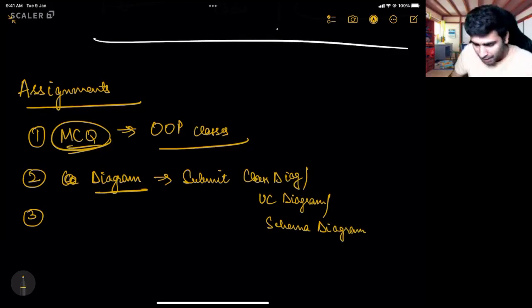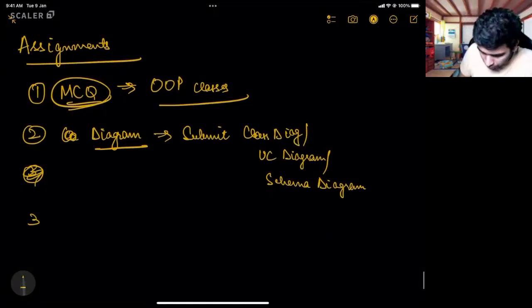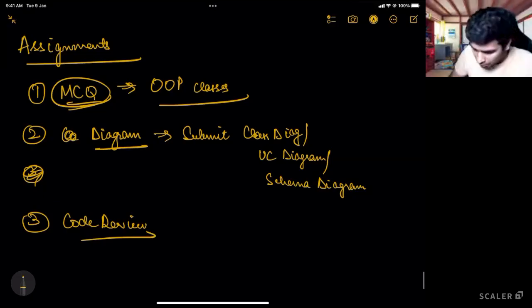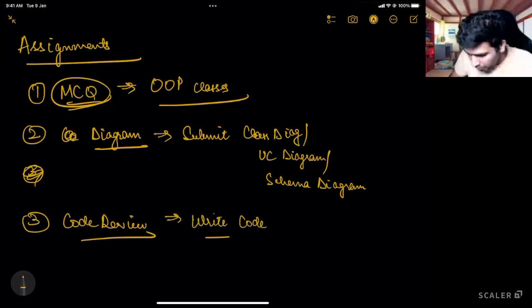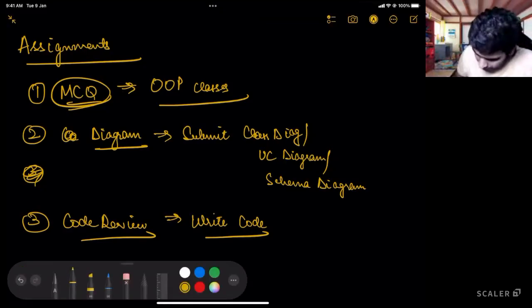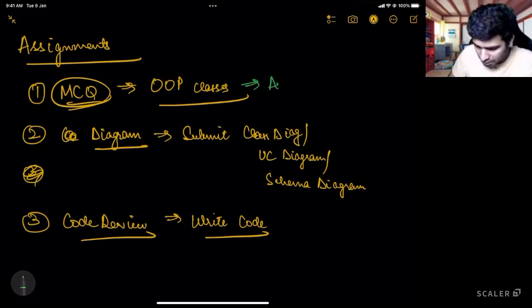Okay. And the second assignment is going to be code review. In code review, again, you will be given a set of use cases. You will have to write the code in the good way to handle those use cases. Now, how will we score them? I mean, these are going to be automatically scored, so nothing much there.